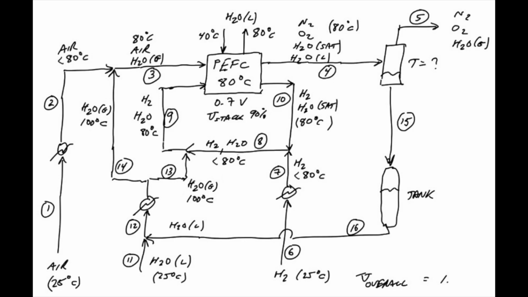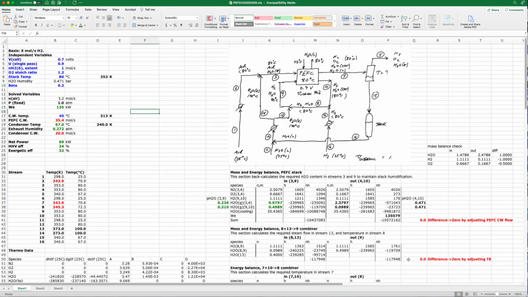Last time I went through a process flow diagram describing some of the water management issues in a polymer electrolyte fuel cell. The goal today is to go through a spreadsheet calculation, try to solve some of the mass and energy balances for this flow sheet, and draw some conclusions about what some of the process ramifications are for having to keep the membrane well hydrated.